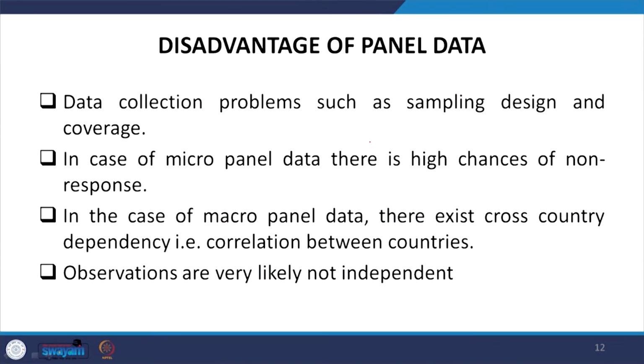Similarly, in the case of macro panel data, there exists cross country dependency. So, correlation between countries is also there. How can this cross country dependency be reduced? Like in our entries, one country, second country, third country, if you do it, they might also be dependent on each other. How to tackle that is a very important challenge and very difficult in this case.